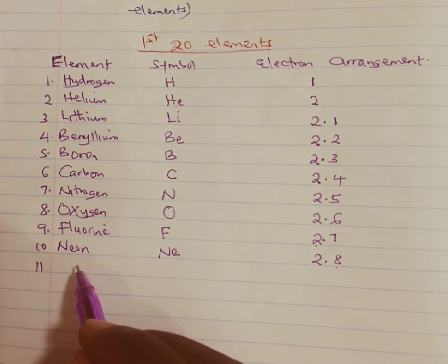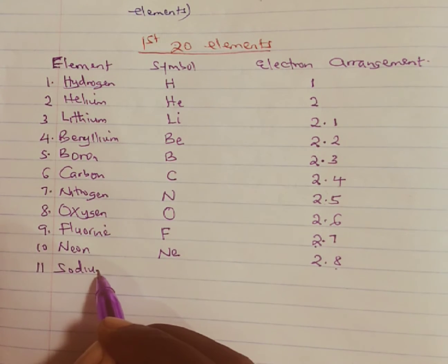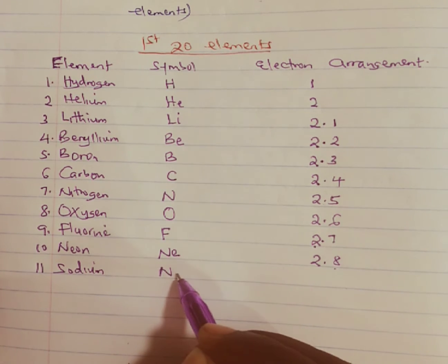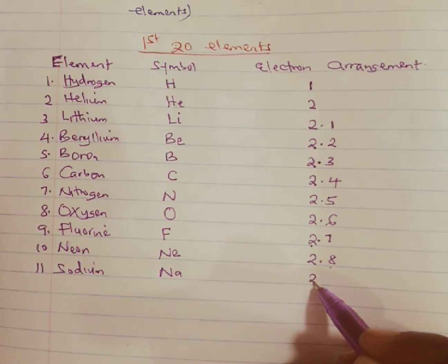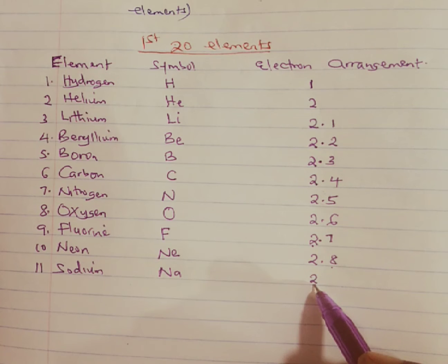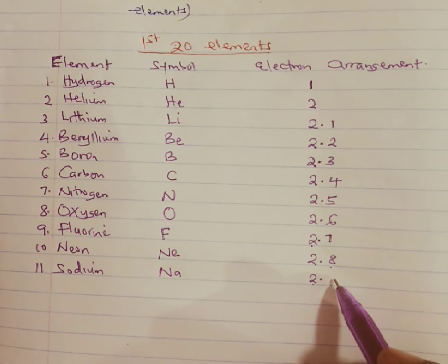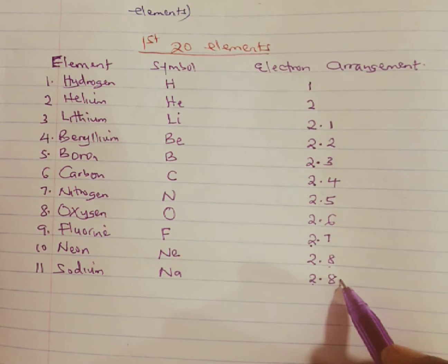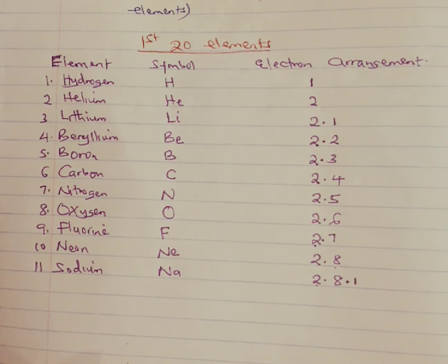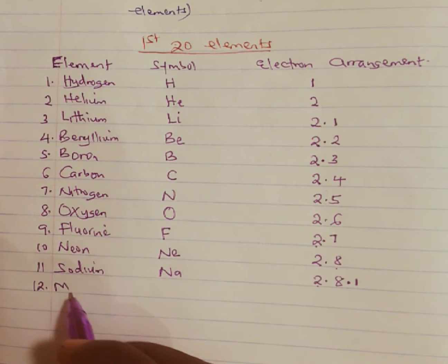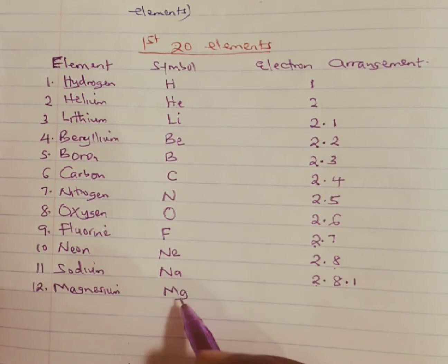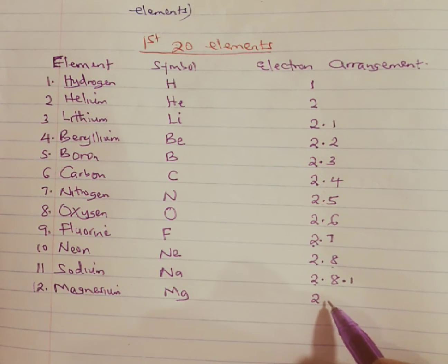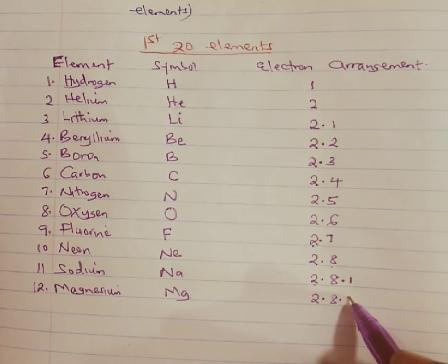Then number 11 is sodium. The chemical symbol for sodium is Na, which is derived from the Latin name for sodium, which is natrium. Since it has 11 electrons, the first energy level takes a maximum of 2. The second takes a maximum of 8, so 2 plus 8 is 10. So the remaining 1 electron moves to the third energy level. Number 12 is magnesium. The chemical symbol is Mg, and the electron arrangement will be 2, 8, 2.